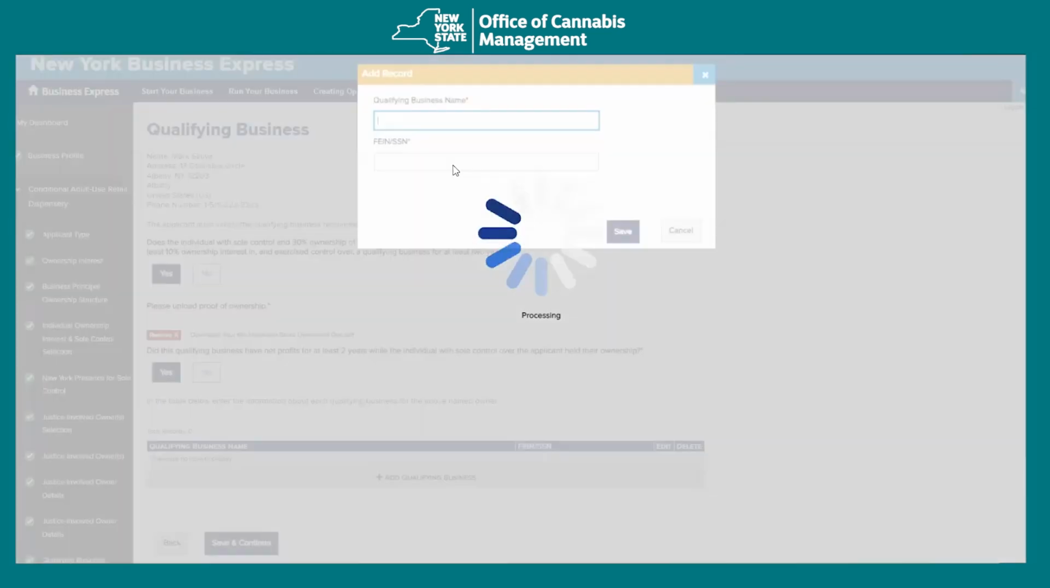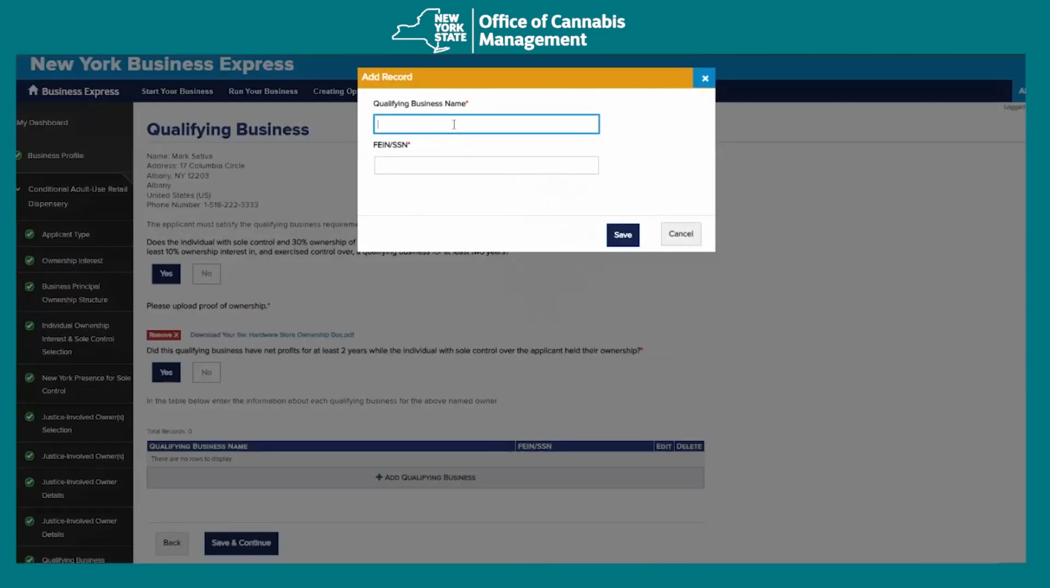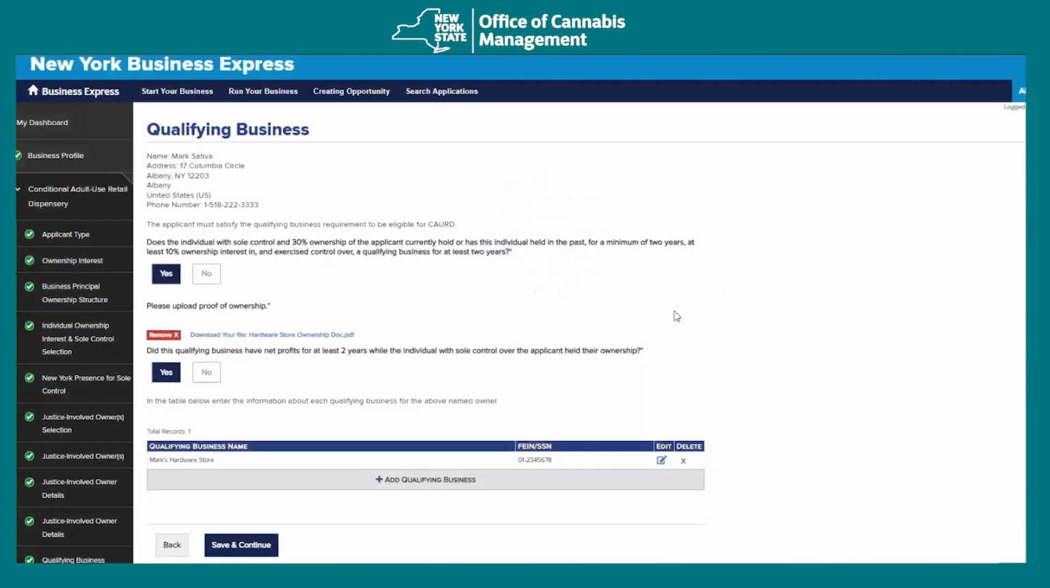In this table, I will provide information about every relevant qualifying business I would like to supply. We provide the name, Mark's Hardware Store, and the FEIN. Any business that had employees should have an FEIN for tax purposes. If the business was a sole proprietorship with no employees, I could enter the Social Security number of the business owner instead.